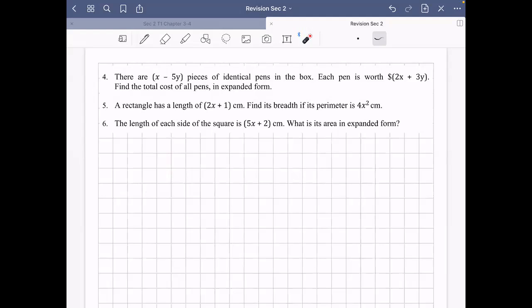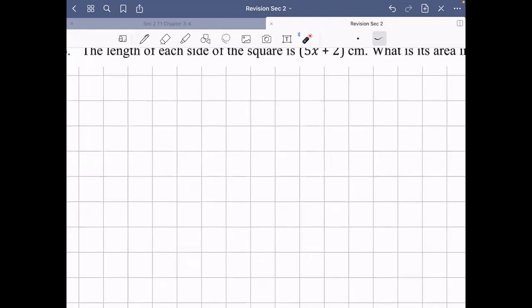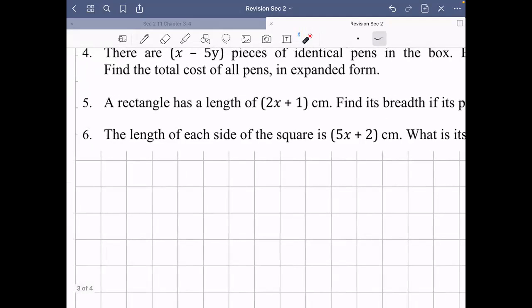Okay, so I think I can do number 4 now since I think all of you guys are done with number 4. So class, number 4, there are x minus 5y pieces of pens in the box. Each pen is worth 2x plus 3y. So find the total cost of all pens in expanded form. So we just basically need to multiply x minus 5y and 2x plus 3y. And then that's it. That's for number 4. Okay, so let's discuss number 4.